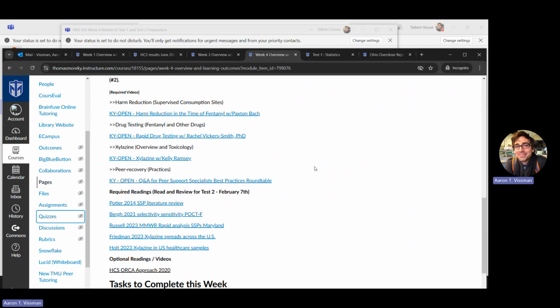So peer recovery and peer support specialists may have been supported by the Healing Community Study during the intervention timeframe that you've already read about. They could not initially distribute fentanyl test strips or refer clients to supervised consumption sites within the funding provided to Ohio and Kentucky.